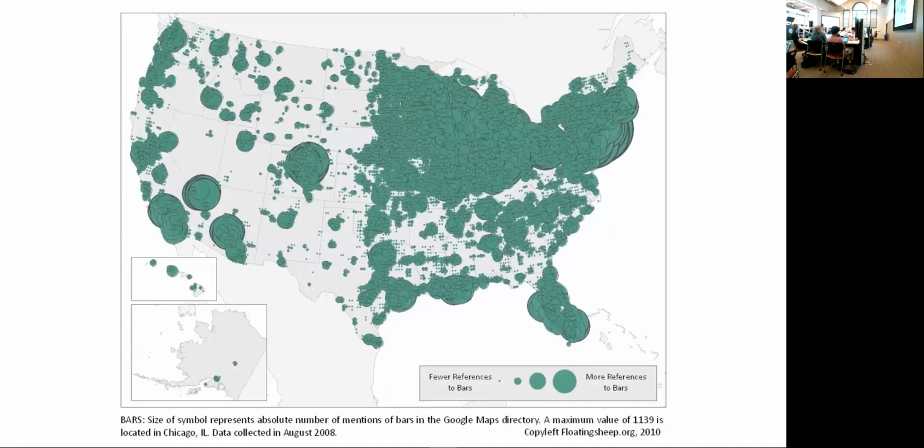So what about this map? What is this map telling us? Yeah, Michael. Yeah, so what Michael said was that the larger the circles there are, the more references to bars there are in Google Maps and on the Google Maps directory. So that's what the map says it's showing. What is the map actually showing?